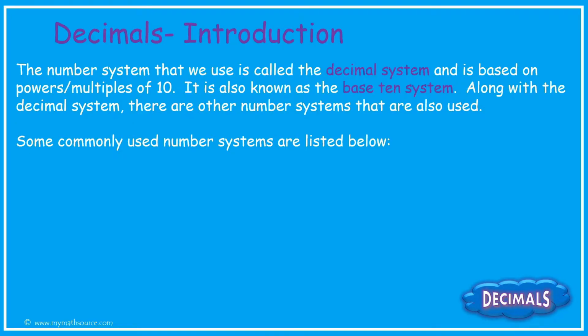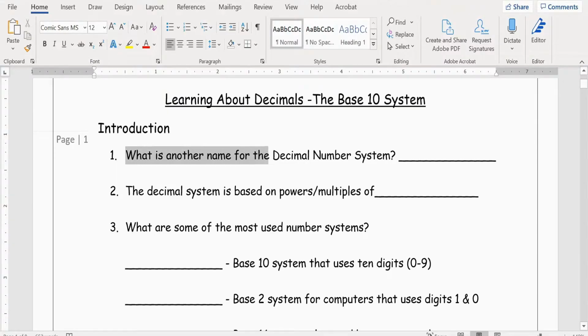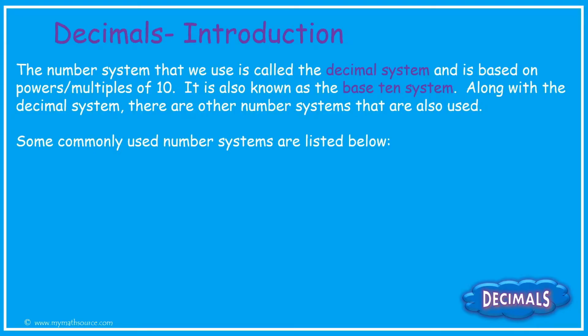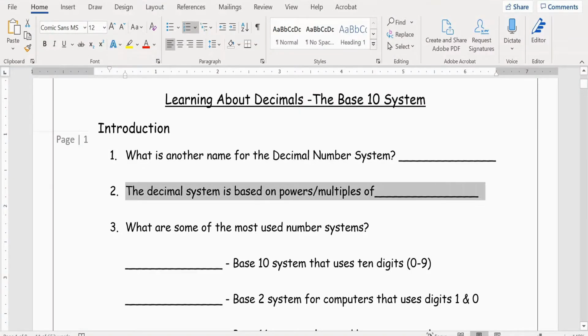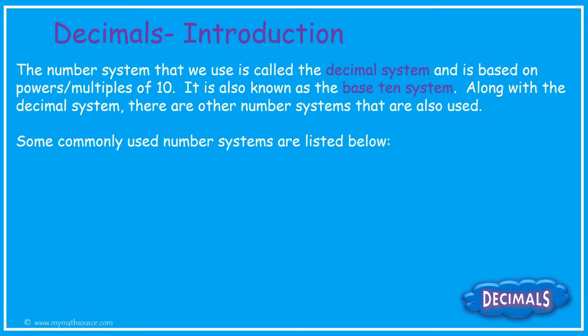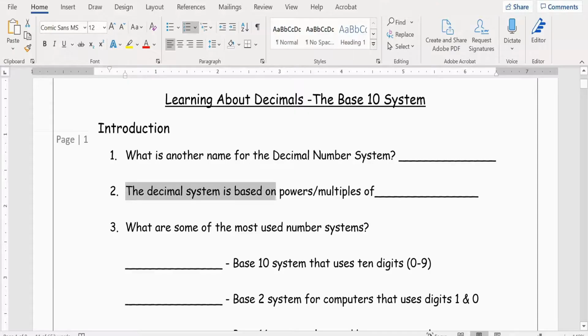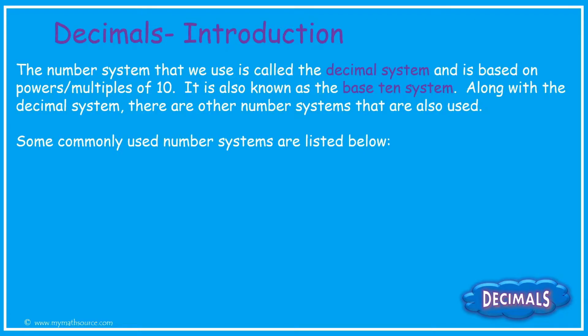So did you see the answers? For number 1, the answer was base 10 system. So you could just go ahead and fill in the blank there. For number 2, the answer was simply the number 10. So the decimal system is known as the base 10 system and is also built upon powers and multiples of 10.